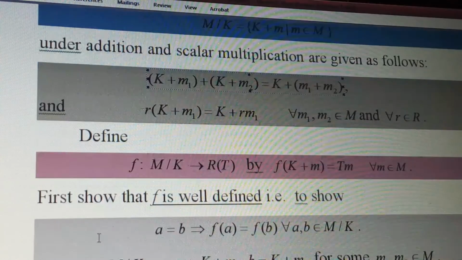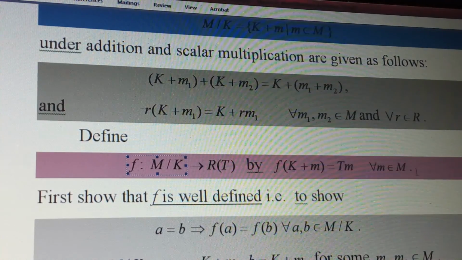Now the definition. Here we define the mapping f from M upon K to RT, where M upon K is the quotient module and its elements are K + m. Operating with the mapping T, we get f(K + m) = Tm for all m an element of M. First we show that this mapping is an isomorphism.